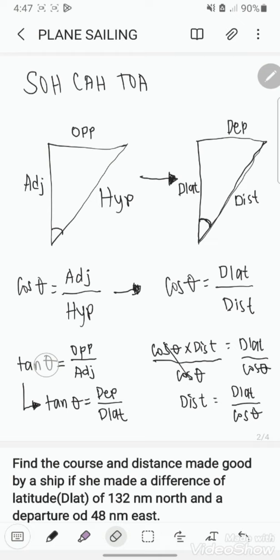Also, we can use tangent to find our course angle. Tan theta is equal to opposite over adjacent. As we come back here, tangent is opposite over adjacent, TOA. So we relate it to our plain sailing: tan theta is equal to departure over dlat.